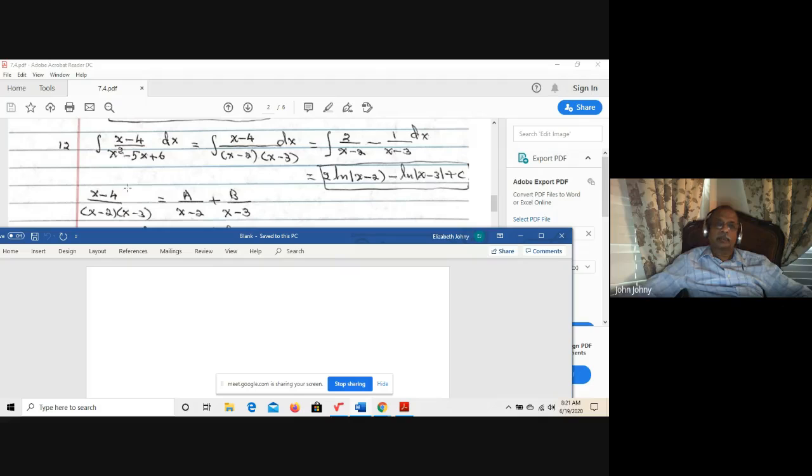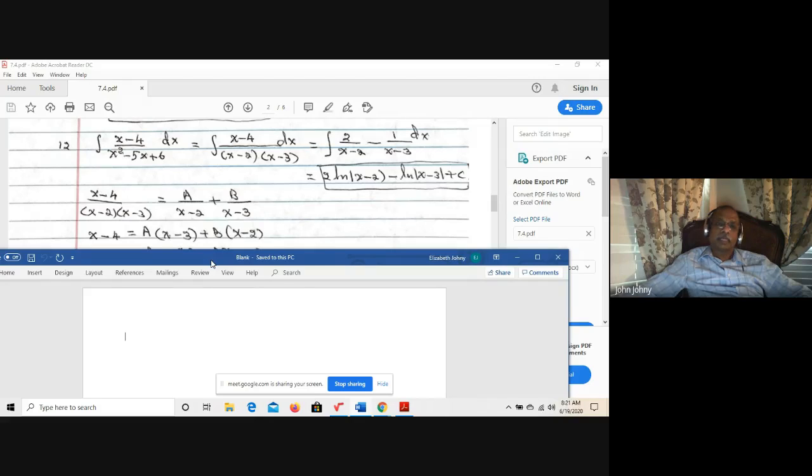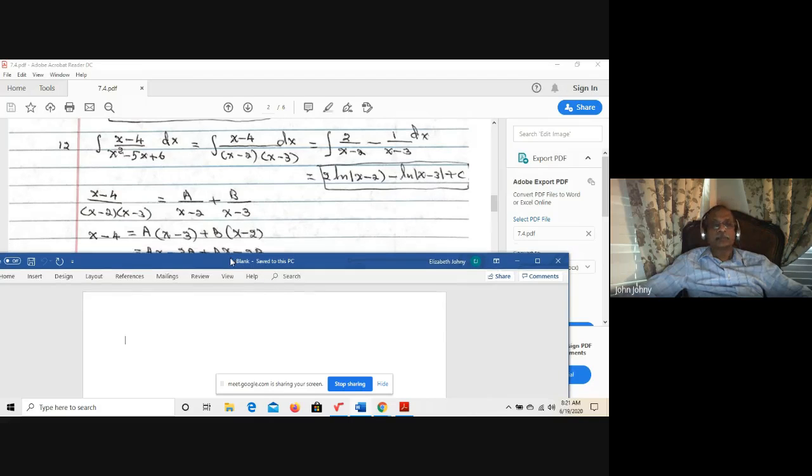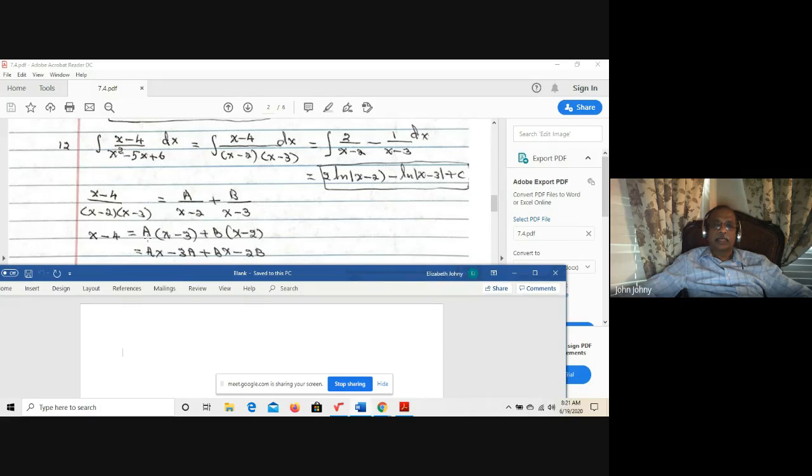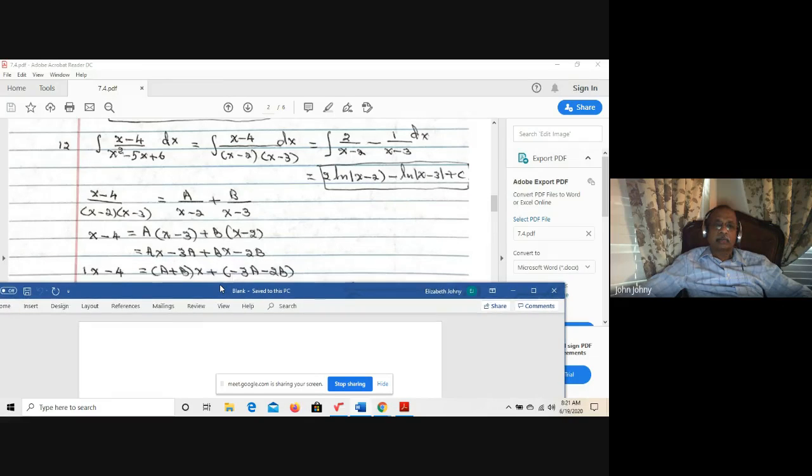Factor the denominator. There are only two factors, so A divided by the first factor plus B divided by the second factor. Multiply by the LCD, you get x minus 4 is equal to A times x minus 3, because x minus 2 cancels there, plus B times x minus 2, because x minus 3 cancels there. So distribute: Ax minus 3A plus Bx minus 2B. Combine like terms, you get A plus B times x plus negative 3A minus 2B.